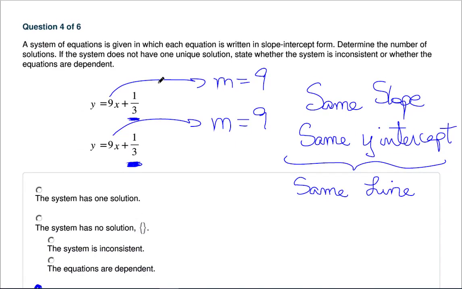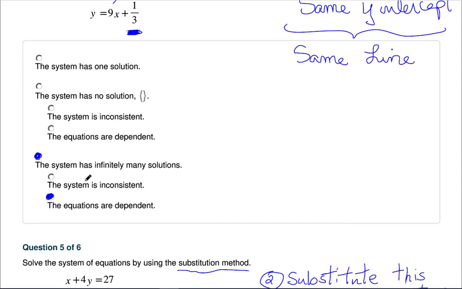Question 4, I've got 9x plus a third. And the second one is 9x plus a third. Oh, that's interesting. Same slope, same exact y-intercept. Therefore, these are the same line. If they're the same line, they are intersecting at every point. So the system has infinitely many solutions, and we say the equations are dependent. So whenever it has infinitely many, it's dependent. If it has no solution, it is inconsistent.